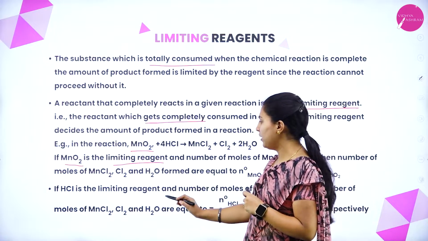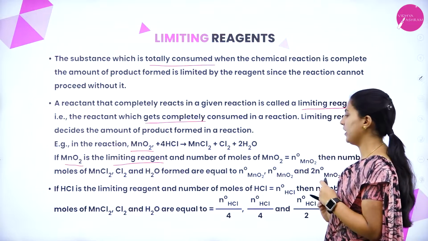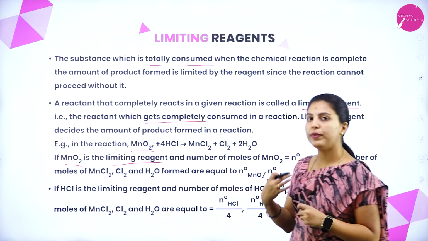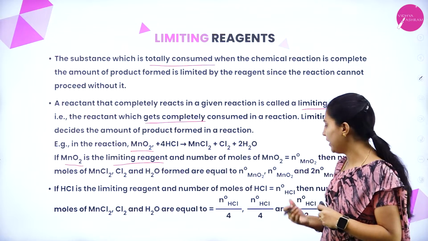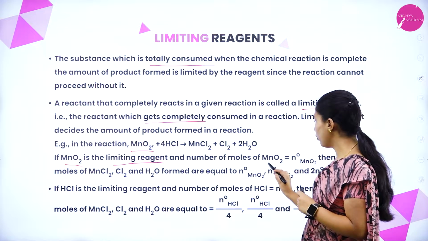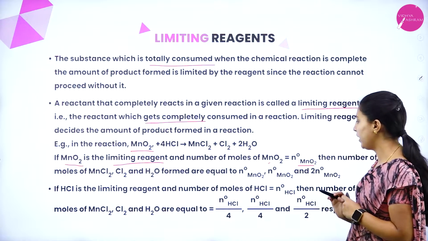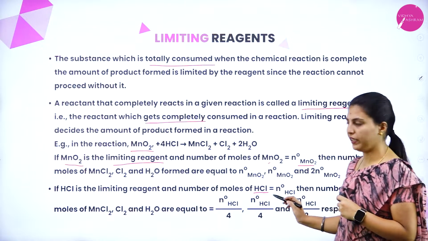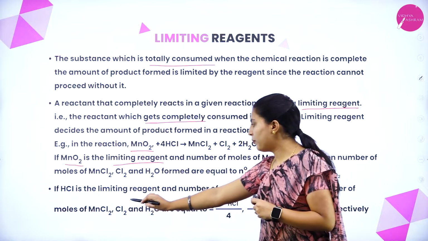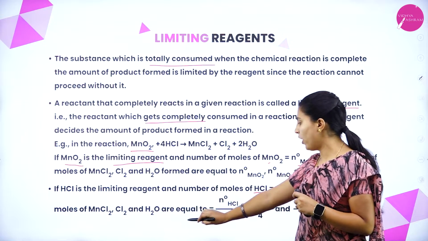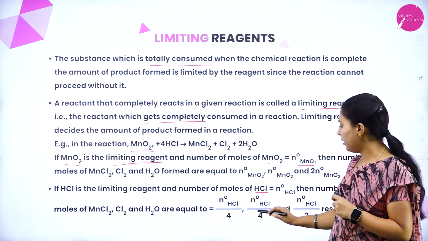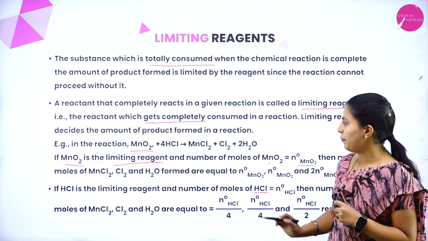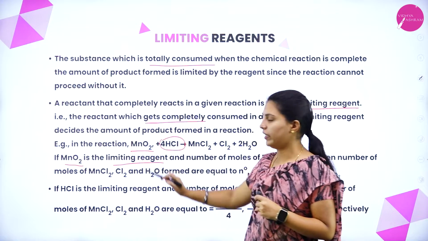If HCl is the limiting reagent, what you have to do? See, they are changing the limiting reagent, and you can find out based on what they have given as the limiting reagent. Here, if you consider MnO2 is the limiting reagent, you have to write this formula like this. If you consider HCl is the limiting reagent, that time you have to show like this. Next, overall the moles of MnCl2, Cl2 and H2O are equal to n0 HCl by 4, n0 HCl by 4 and n0 HCl by 2 respectively. Based on this only they are telling.